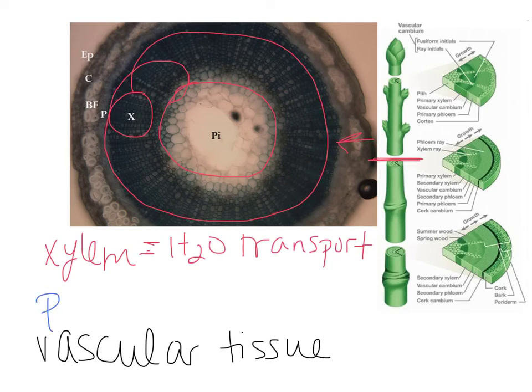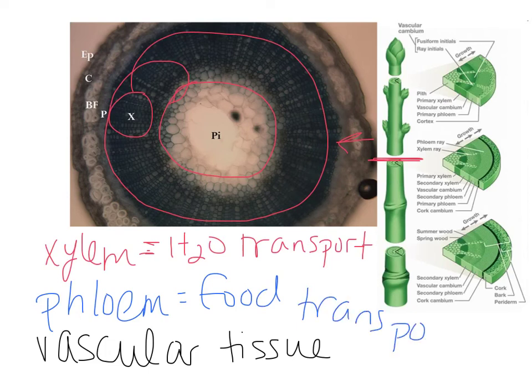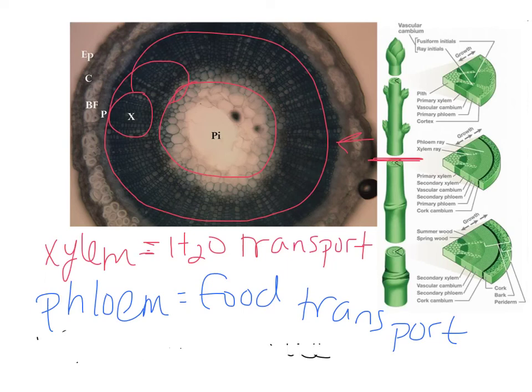The other kind of vascular tissue is what's called phloem. Phloem is essentially for food transport. As a general rule, phloem will flow down, from the leaf down to the base of the plant. Both of these are types of vascular tissue, and the liquid in the phloem will flow from what's called the source to the sink.